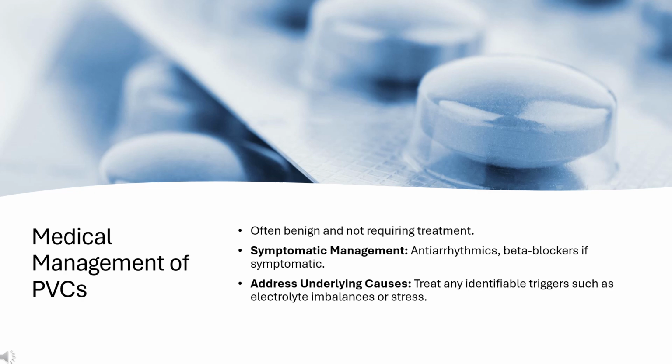The dosage of beta blockers needs to be carefully titrated to balance symptom relief with the potential for side effects, such as bradycardia or hypotension. Identifying and correcting electrolyte imbalances is a crucial step in managing PVCs. Common electrolyte disturbances that can trigger PVCs include hypokalemia and hypomagnesemia.